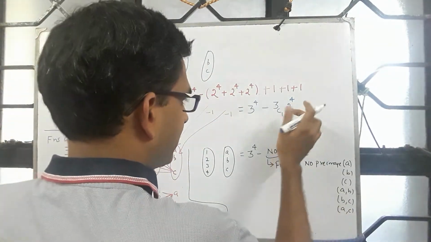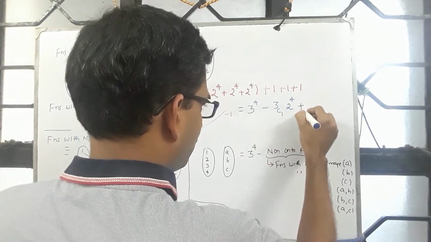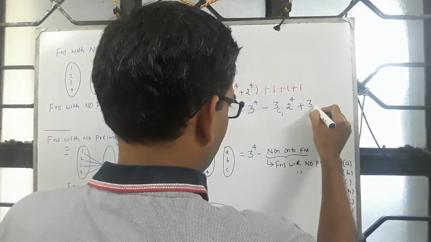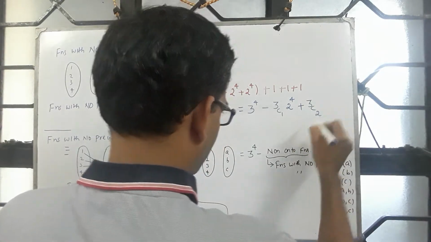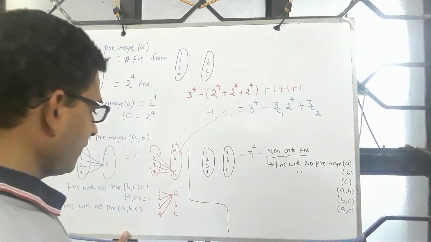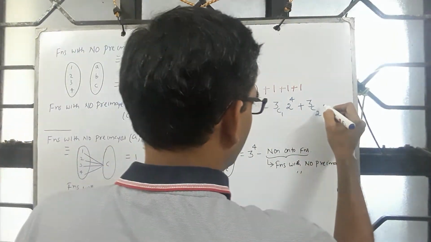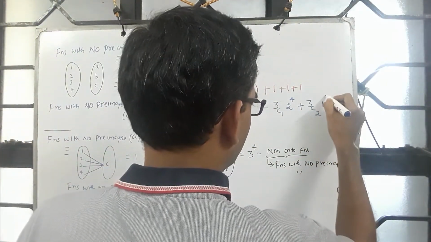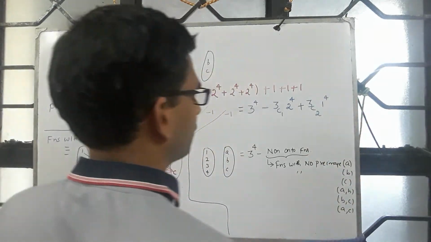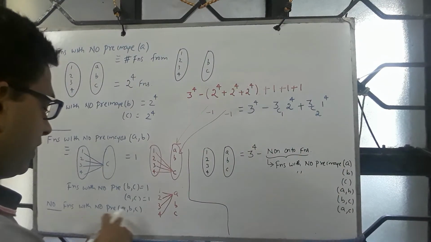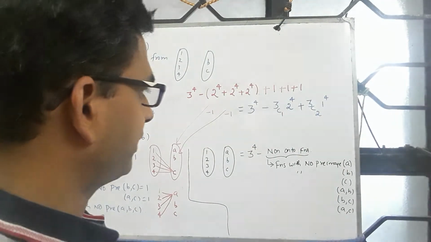Then you had subtracted twice, so we should add them back. That is equivalent to saying 2 of them are not having pre-images: A, B, B, C, A, C. So that is 3 choose 2. You are left with one element, so the number of such functions is 1 to the power 4. And there are no functions where all three are not having pre-images.